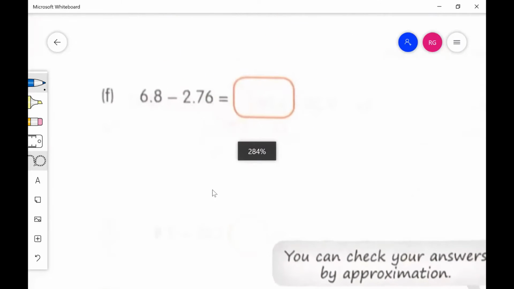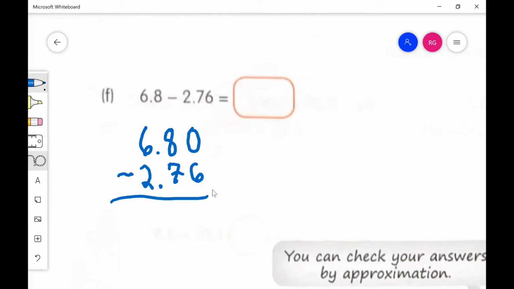Okay, for F, it says 6.8 minus 2.76. So if we take 6.8 minus 2.76, what will we get? Well, first we need to put a 0 and then start to subtract. Okay, this becomes a 10. There, that becomes a 7. And I think we can subtract now.